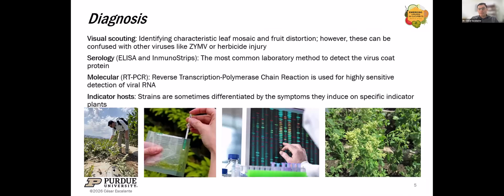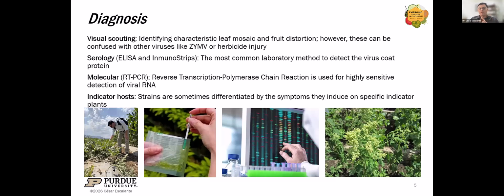In this case, it can be a serological test. We have two options, ELISA or immunostrips. The advantage of immunostrips is that you can get results in about 30 minutes. You have the versatility to take this test to the field also, so you can get a quick result. Basically, this test will detect the virus coat protein. It's very cost effective and very common. But if you want to have higher sensitivity, we use RT-PCR.